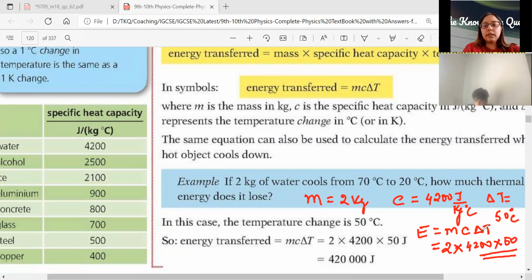Perfect. And you multiply this, you will get an answer in joules, right? Your answer will be in joules. Now, if you multiply this, what is the answer? Can you calculate and tell me the answer that you're getting?